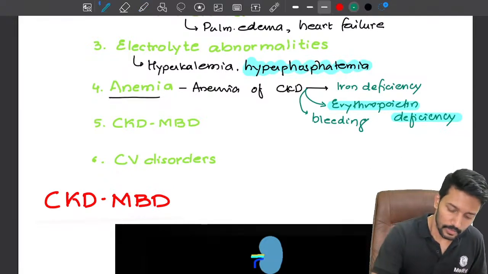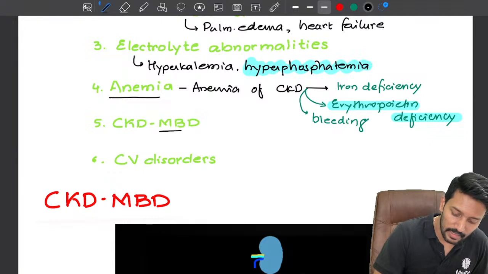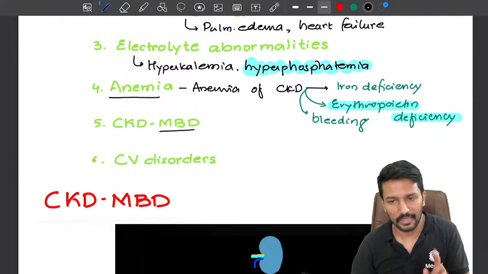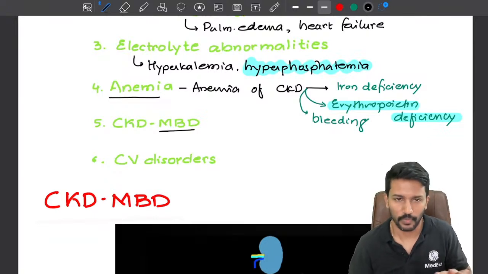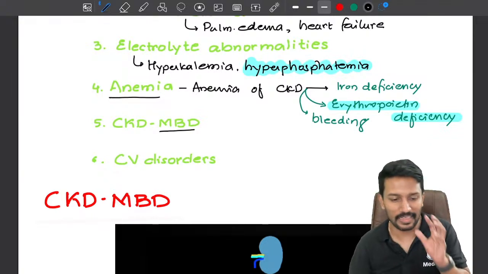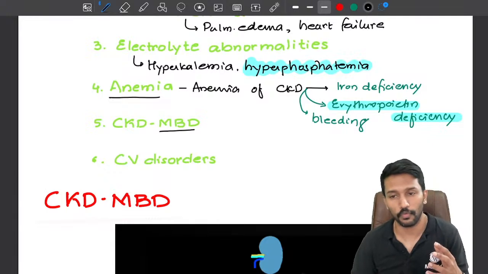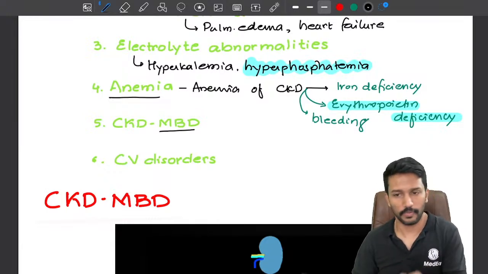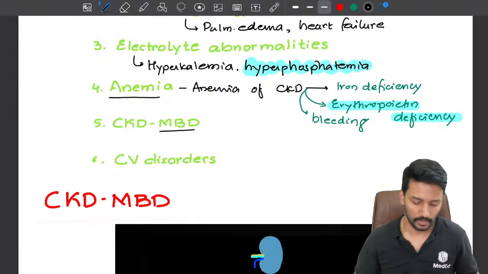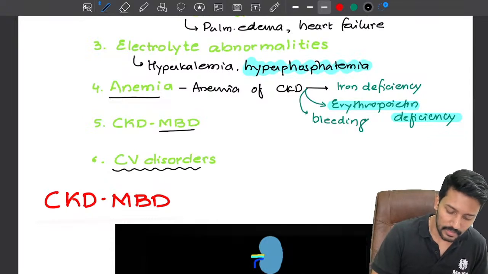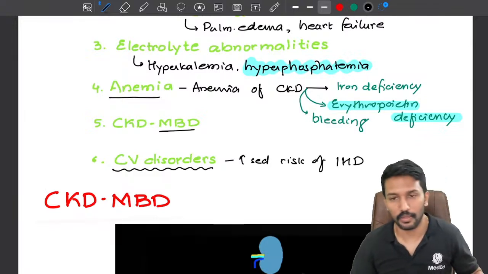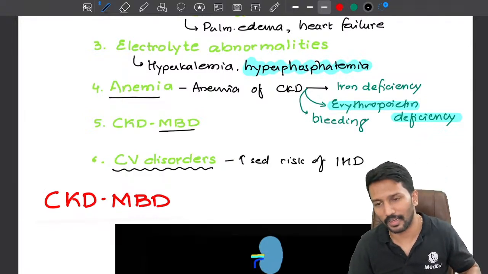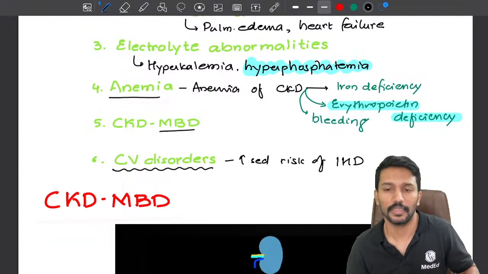Other than that, there is something called CKD related mineral bone disease. I will discuss that in a little bit detail because MCQs have been asked frequently on that. CKD related mineral bone disease, because kidneys play an important role in regulation of the blood calcium levels. How? We will understand now. Last point, patients with CKD have increased risk of ischemic heart disease, MI or chronic IHD, chronic stable angina, unstable angina. The risk is high in patients with CKD.